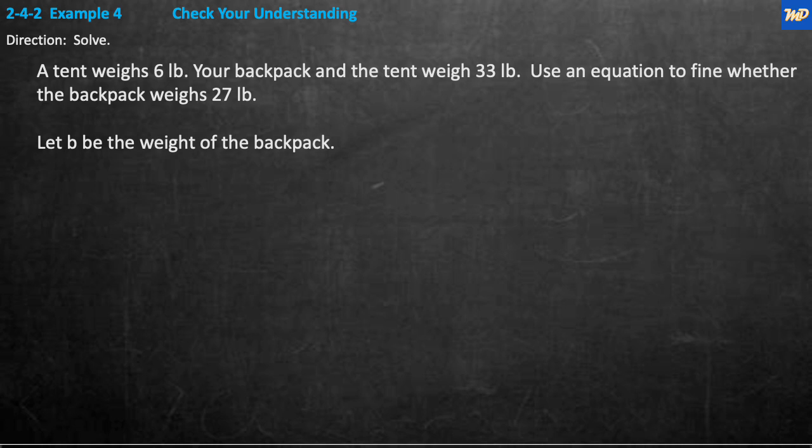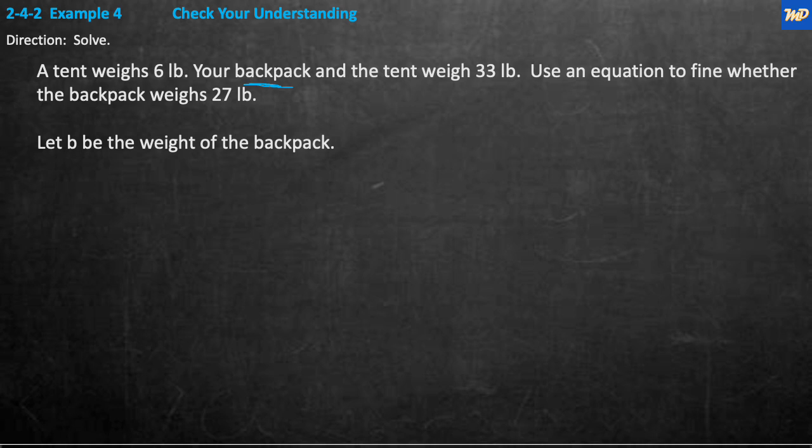Okay, example 4. Check your understanding. It says solve. I'll read it to you, then I'll give you some time to solve it on your own. A tent weighs 6 pounds. Your backpack and the tent weigh 33 pounds. Well, this is just like the previous problem, we do not know the weight of the backpack. Use an equation to find whether or not the backpack weighs 27 pounds. So what are we going to do? You go ahead, pause the video, give it a shot. When you're done, come back and we'll solve it together.